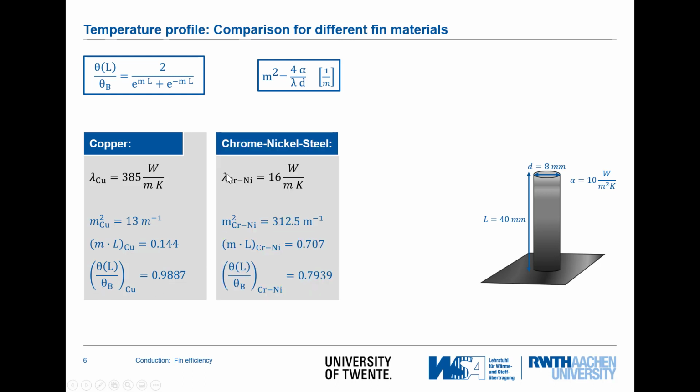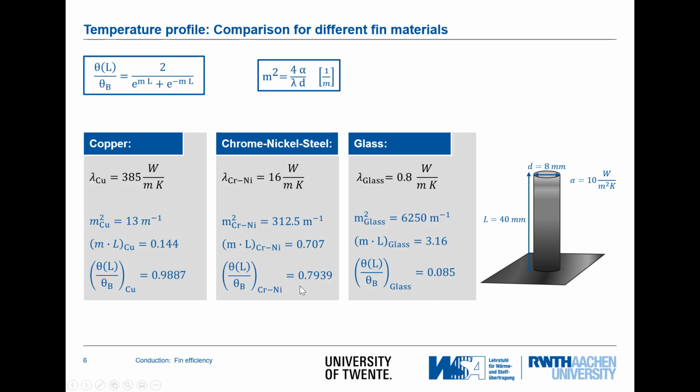If we change now to a less conductive material, here chrome nickel with 16 watt per meter Kelvin, we can do exactly the same process and we end up with a value of 79%. So the temperature is a little bit lower compared to the temperature of the bottom, but still not that much difference. Now, the last material was glass with a relatively low thermal conductivity, and here we come to the conclusion that the temperature difference is only 8.5%. As such, the temperature at the fin top is significantly lower compared to the temperature at the base.